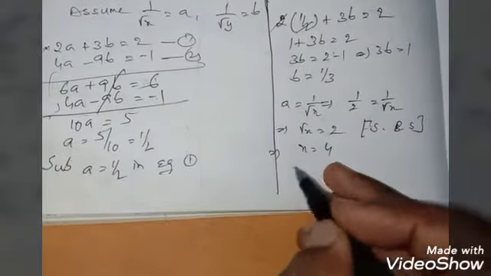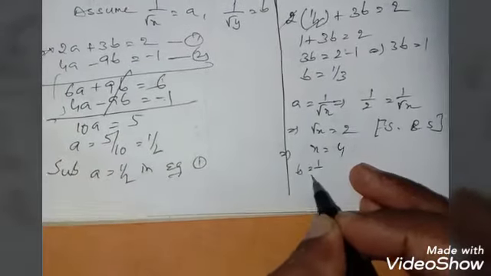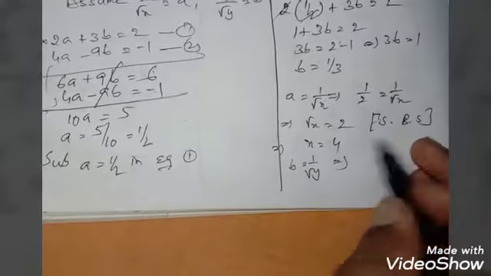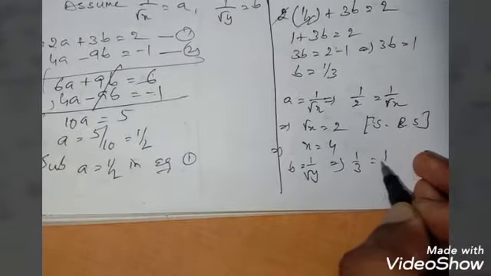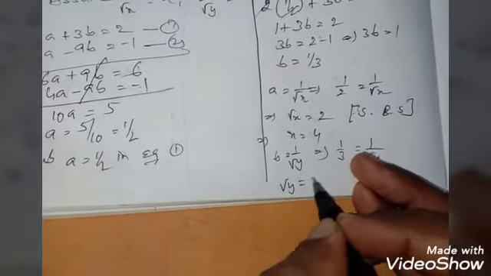Now same in the case of b. So b is nothing but 1 by root y. So b is equal to 1 by root y. So b is nothing but 1 by 3. That is 1 by 3 is equal to 1 by root y. Now if I cross multiply, root y is equal to 3.